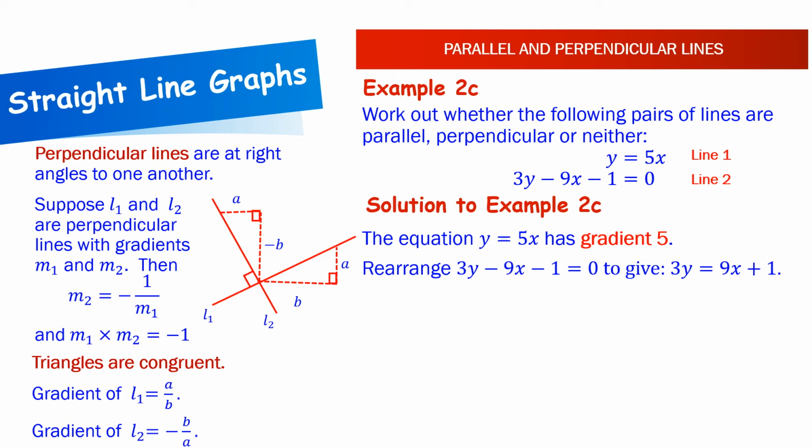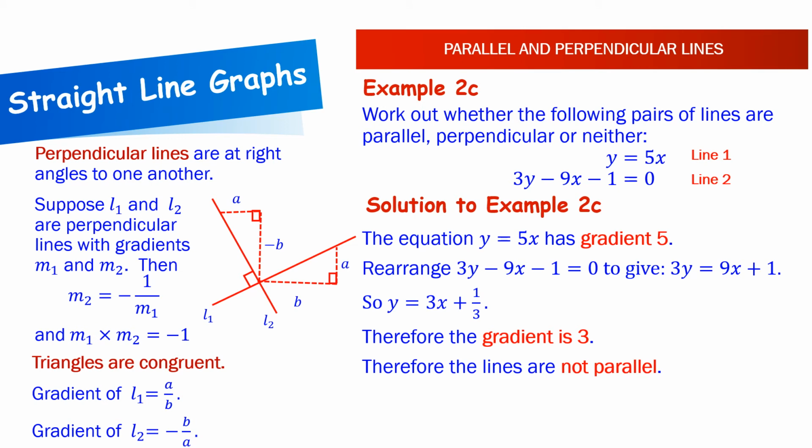So let's rearrange by adding 9x plus 1 to both sides in order to isolate the y's. We therefore have 3y equals 9x plus 1, and then divide through by 3. So y is equal to 3x plus 1/3. And therefore the gradient of line 2 is 3.